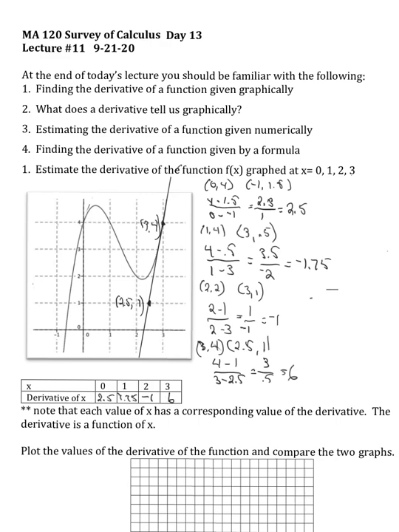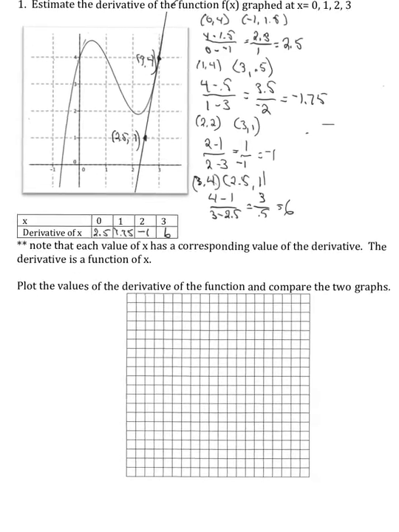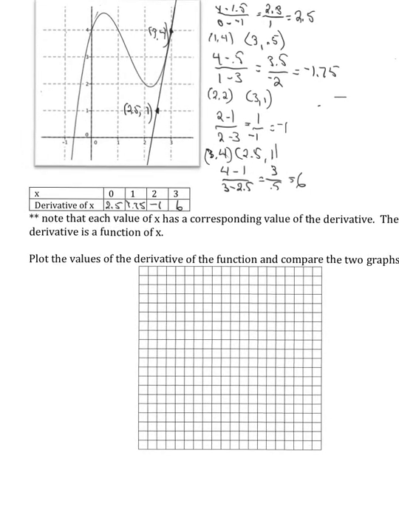So now I have a table of values, and I can use that table of values to draw a new graph. Now that new graph will be the graph of the derivative. So let's take a look at that. I'm going to pull up the graph paper, and I can see that I have x values from 0 to 3, and I have y values that vary between almost negative 2 and positive 6.